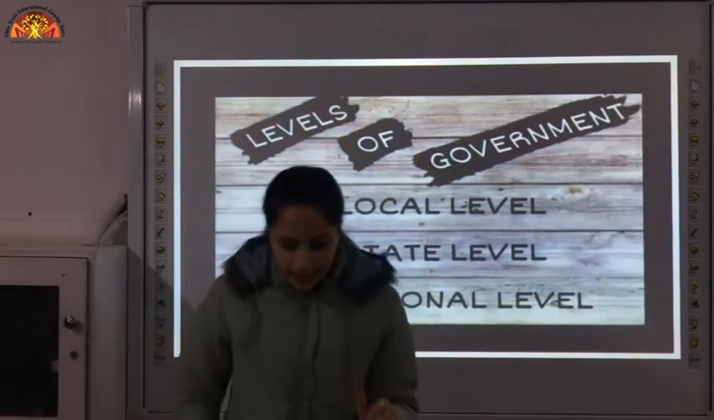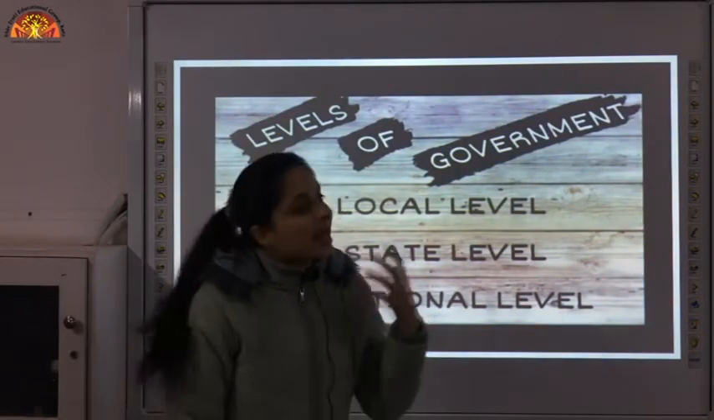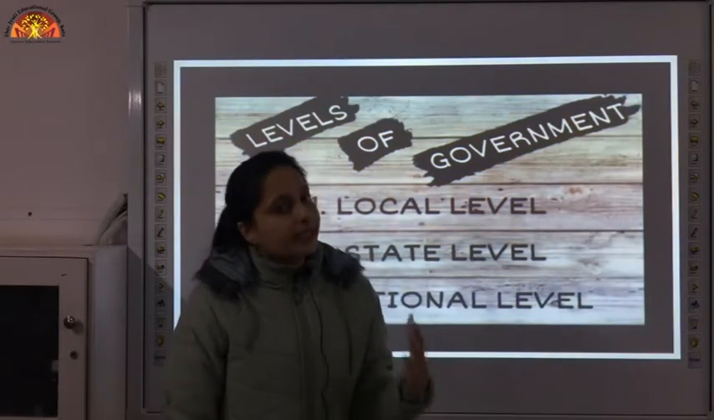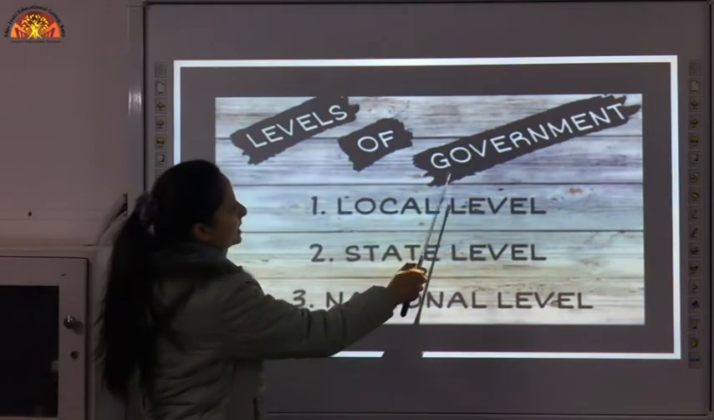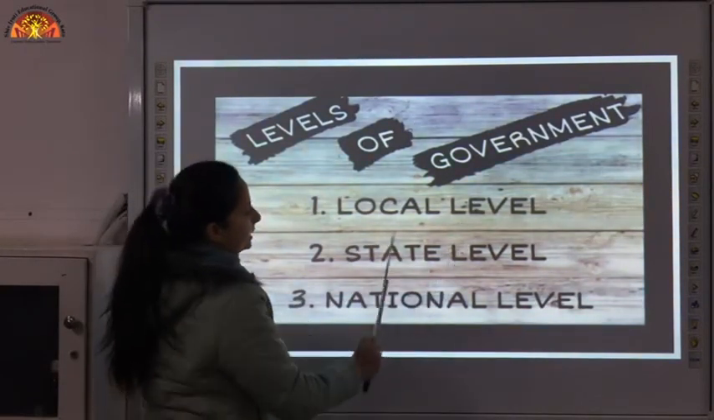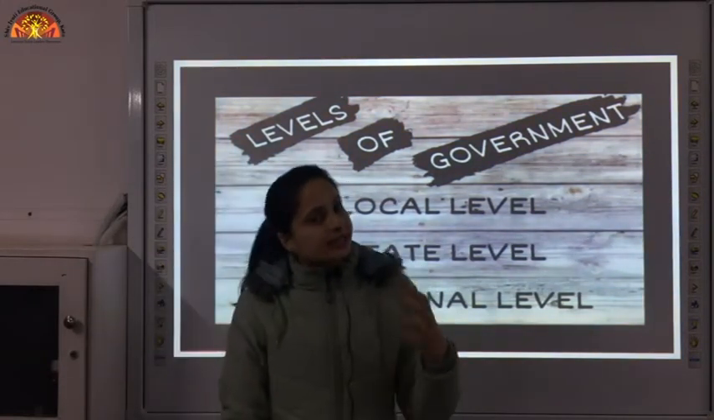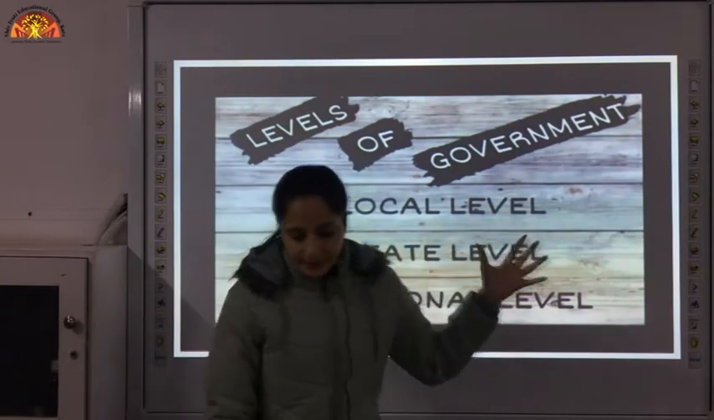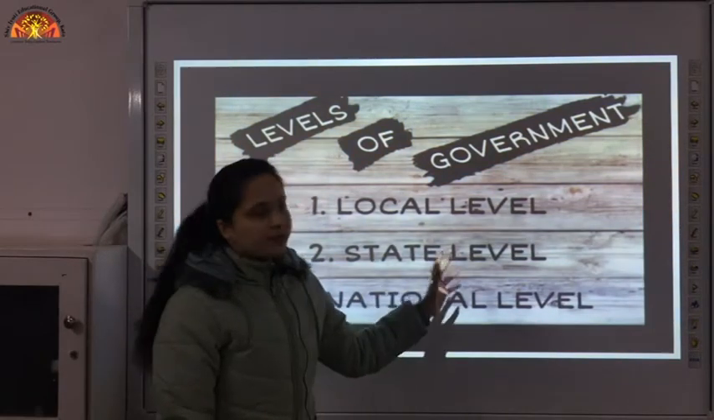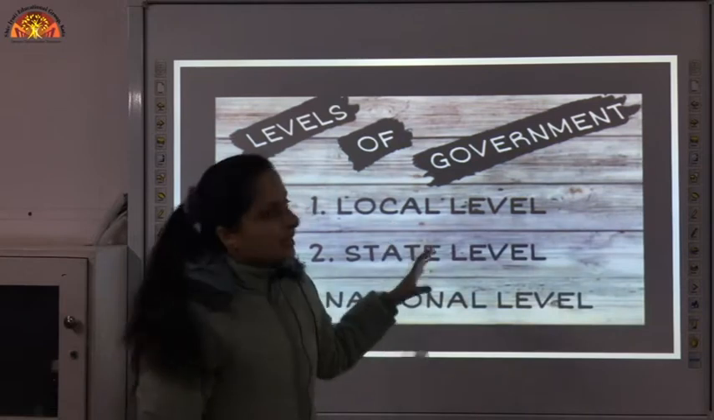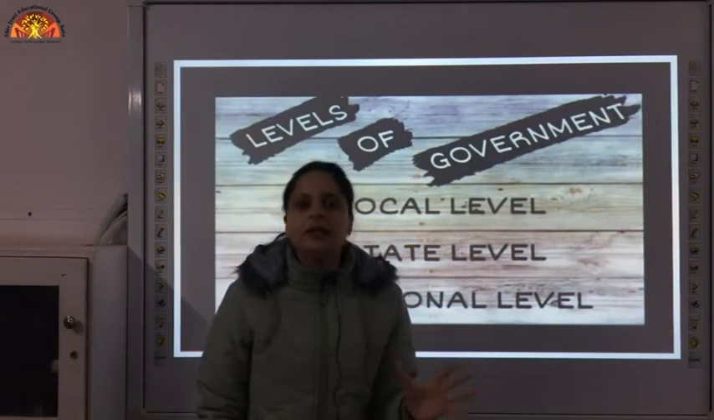Now, it is not possible for a single government to look after the entire country properly. So, the Indian government works at different levels. So, these are the levels of the government. We have the local level, the state level and the national level. So, the Indian government works at these three different levels. The local level refers to your town or village. The state level refers to different states like Punjab, Kerala, Bihar, etc. And the national level is for the entire country.